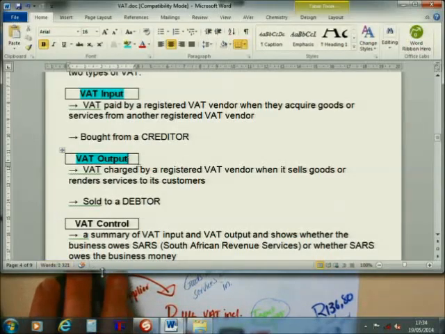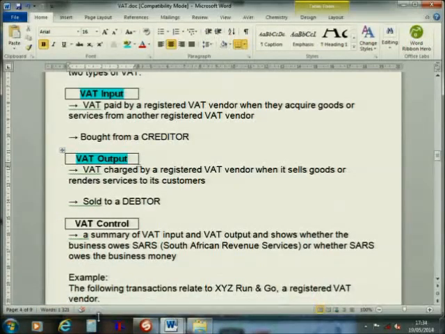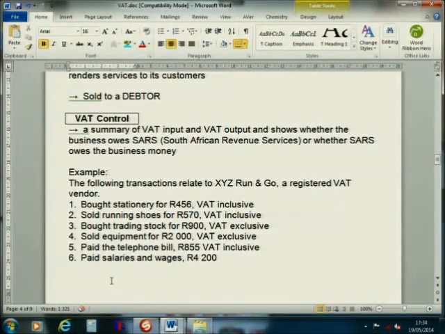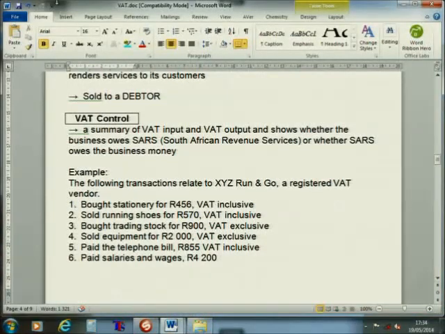VAT control is a summary of VAT input and VAT output, and shows whether the business owes SARS or whether SARS owes the business money. There's a nice example there. Let's quickly open two columns: output tax, input tax.